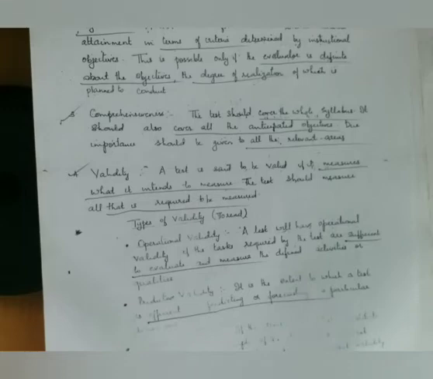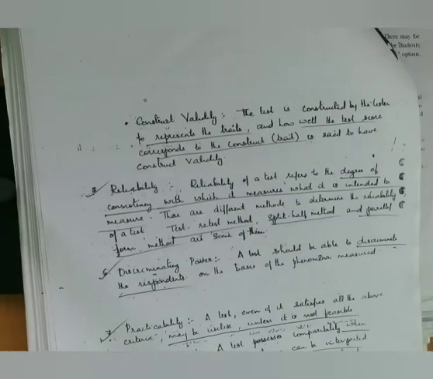Then there are different types of validity. Operational validity, that is, the test should be sufficient to evaluate and measure the defined activities and qualities. And there is predictive validity. If the extent to which a test is efficient in predicting or forecasting a particular behavior, then it is predictive validity. Then there is construct validity. A test is constructed by the tester to represent the traits, and how well the test score corresponds to the construct or trait is said to be construct validity.